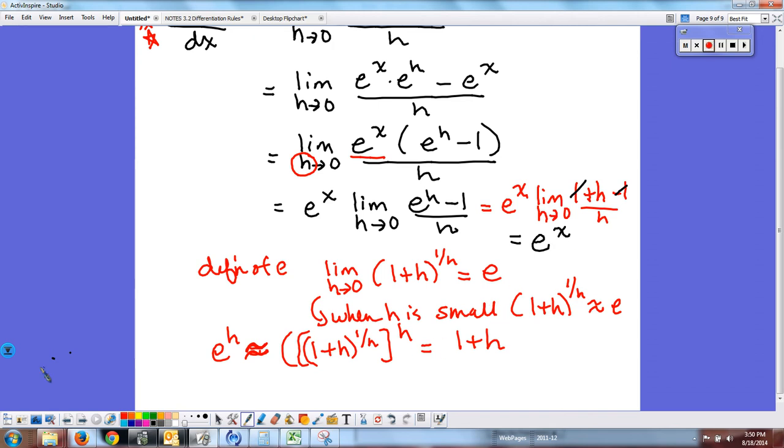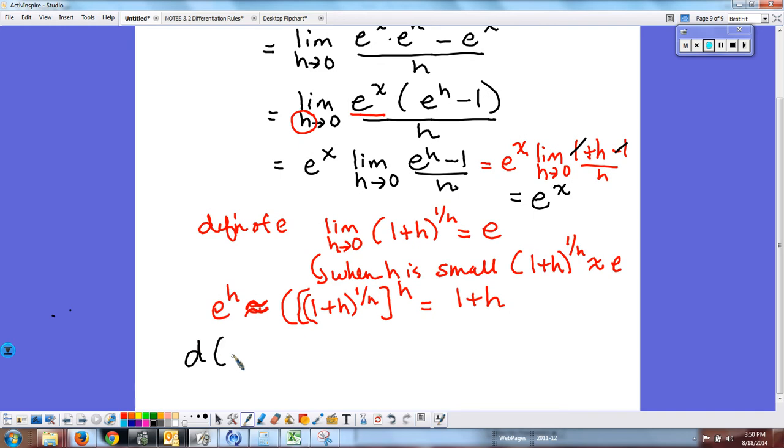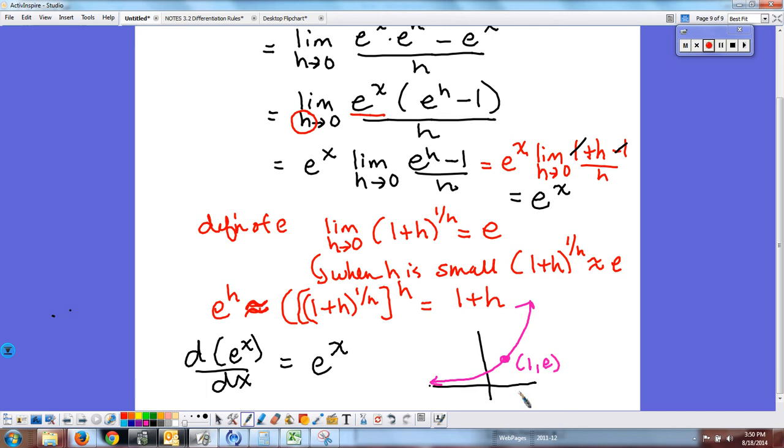So the derivative rule for e to the x, the derivative of e to the x with respect to x, is itself. It is the only function whose instantaneous rate of change is the y value of the coordinate. If I were to look at just a picture of e to the x, and we come across and say there's a point, this point is (1, e). And then I say, what is the slope of the tangent line at that point? The slope is e.